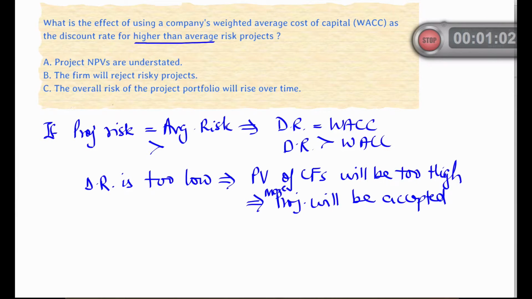So let's look at the options. The first one states that the project NPVs are understated. In fact, they would be overstated. The second states that the firm will reject risky projects. In fact, more risky projects will be accepted. So the correct answer is C, because we're likely to accept more and more risky projects over time, the overall risk of the project portfolio will rise.